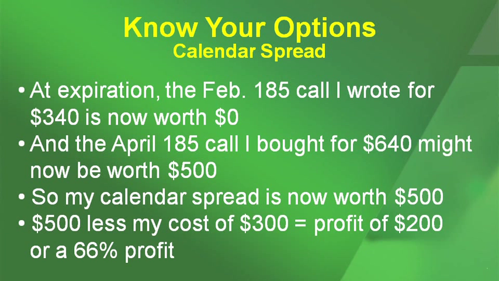At expiration, the February 185 call I wrote for $340 is now worth 0, which means I made $340. The April 185 call that I bought for $640 might now be worth $500, which means I lost $140 on the one that I bought. But now my calendar spread as a whole is worth $500. So $500 less my cost of $300 means I have a profit of $200, which is equivalent to a 66% return.